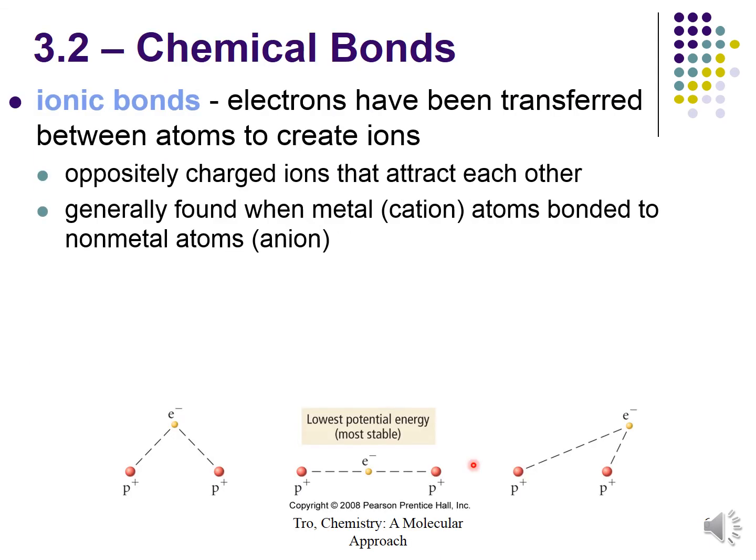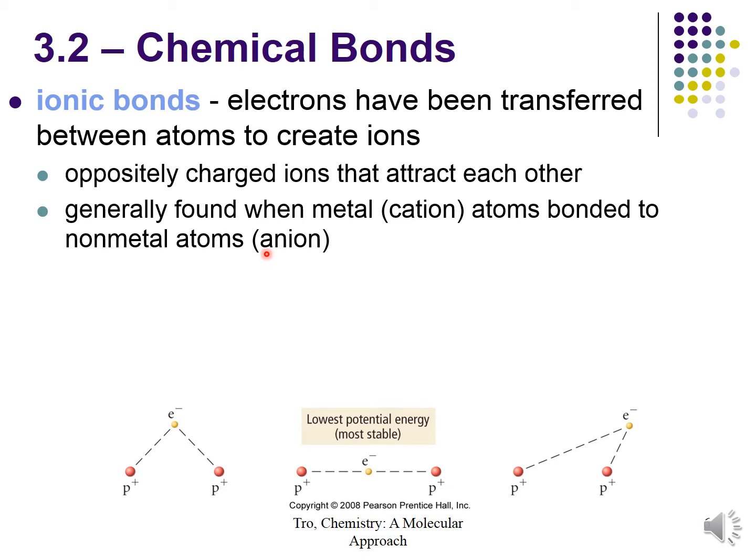So we'll start with ionic bonds. In an ionic bond, an electron or electrons, one or more, have been transferred. So what that means is that our metal is going to lose an electron to form a cation. We talked about this in chapter 2. Now when it loses that electron, it doesn't just fly away into outer space. It has to give that electron to something. So it gives it to a nonmetal, and our nonmetal becomes an anion when it gains that electron.